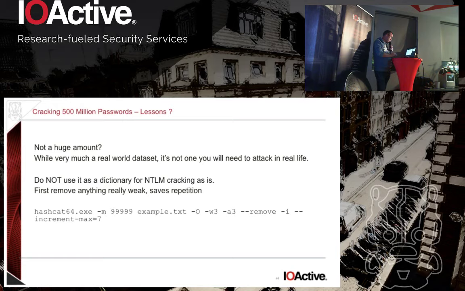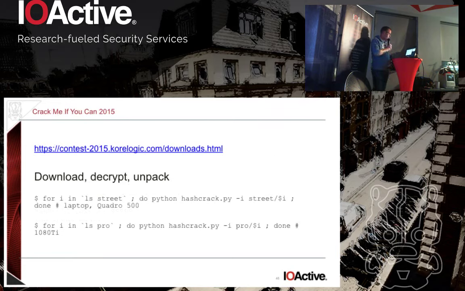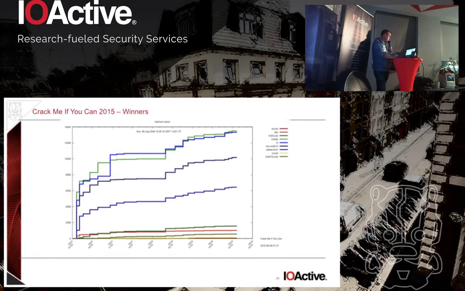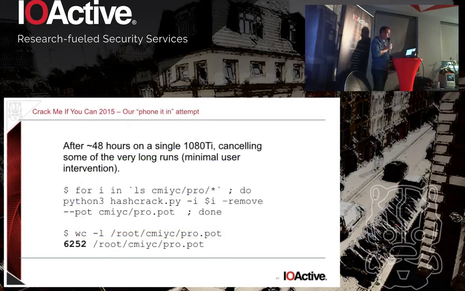So I guess in some slightly more positive news, I took the 2015 Crack Me If You Can contest, which turns out to have about 10 different hash types in it. I'll show you the competition winner in a minute, but essentially on this you can literally loop over all the files, just run hashcrack, give it the input file and let it go. The winners got about probably 50-60k results. By doing our very phoned-in attempt, we still got about 6,000 on much simpler, much smaller hardware, and with a lot less effort.